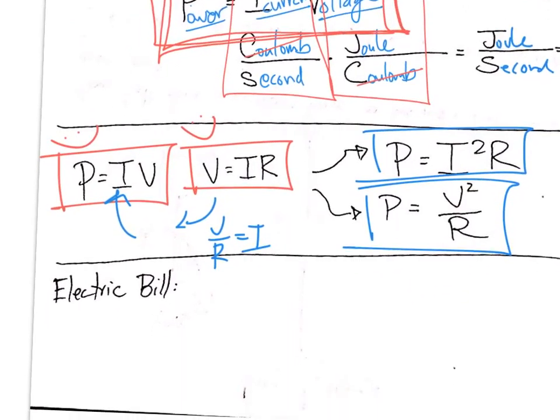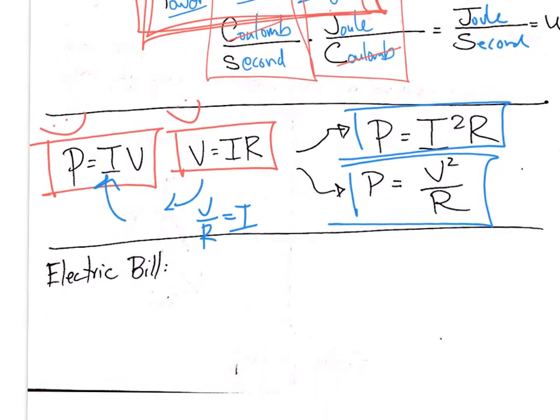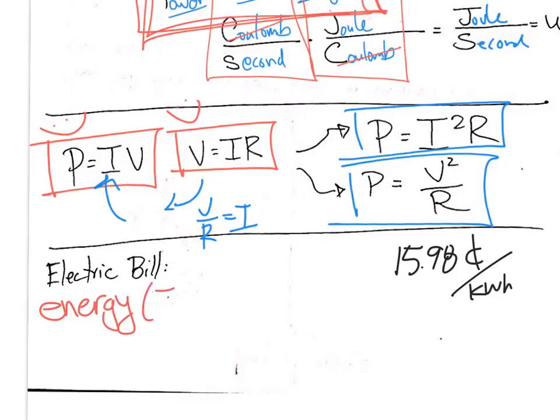At some point you'll be paying for your own electric bill. Here's the cost of electricity in Mammoth. I just looked it up. 15.98 cents per kilowatt hour. So what on earth does that mean? It's the energy that you pay for. And energy is in joules, but joules is a very small amount.